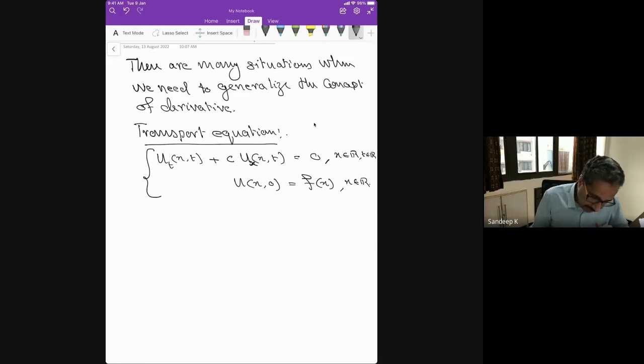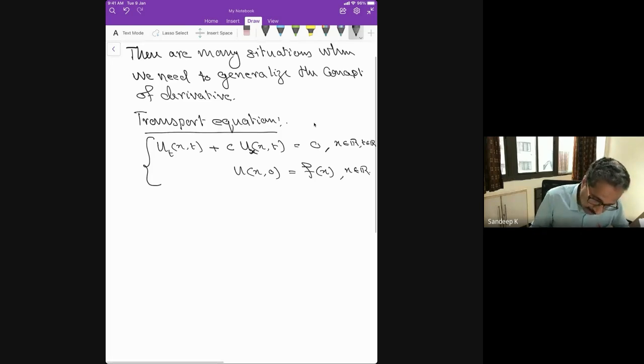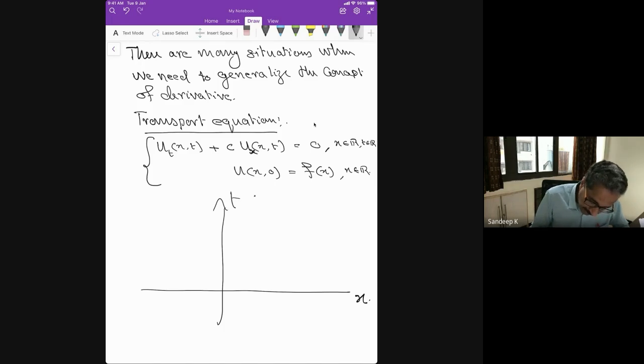You can see this t variable as the time, and x is a space variable. So you have a function defined on the two variables x and t, and you want to find a solution of this equation. Let me draw a picture. Suppose this is my x-axis and this is my time axis. It is given that the function u has to be equal to u(x, 0) at time t equal to 0. This is going to be f of x, that means on this axis it has to be f of x.